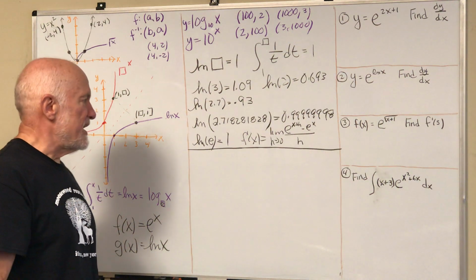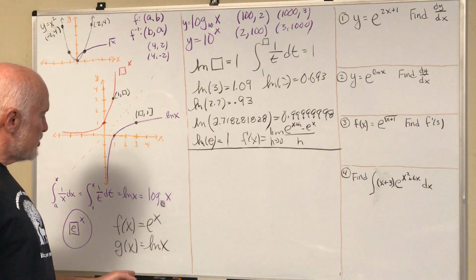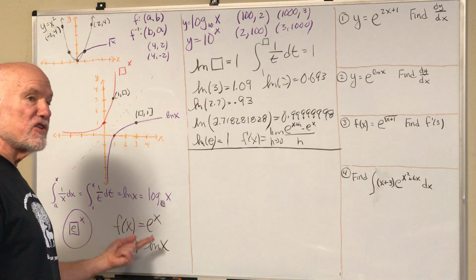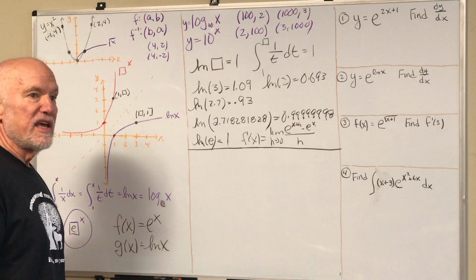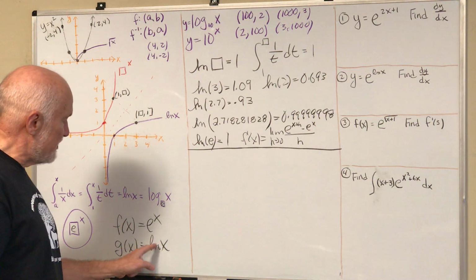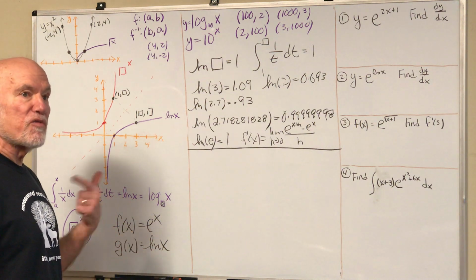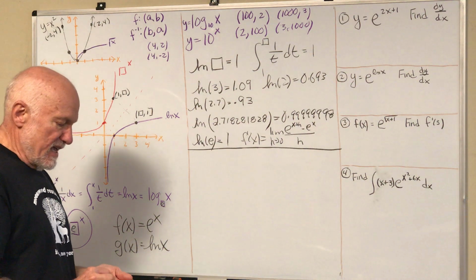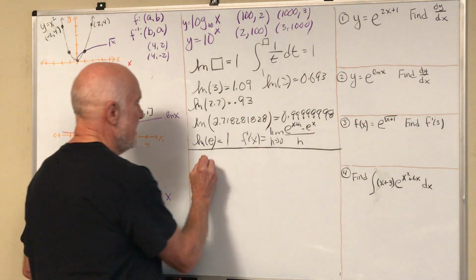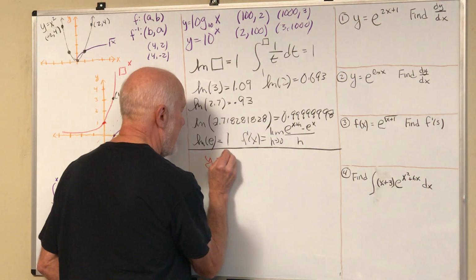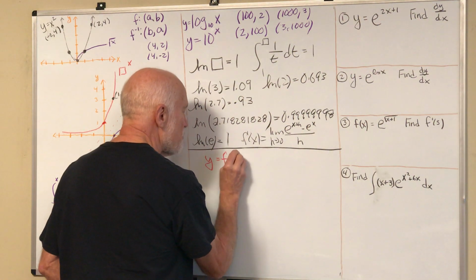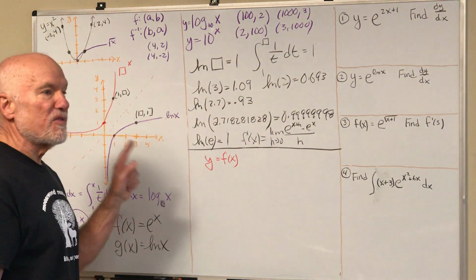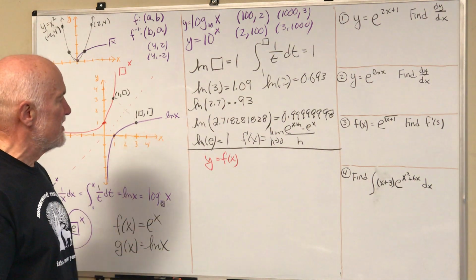So I had another thought. Maybe there's some connection between derivatives of functions and derivatives of their inverse. Because we know the derivative of the natural log of x to be 1 over x. So I went back to a general thing. If I have y equals f of x, is there some relationship between the derivative of the function and the derivative of the inverse?